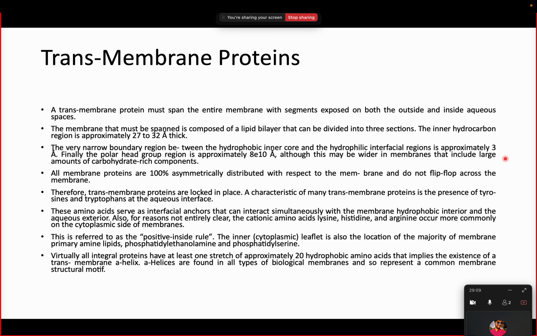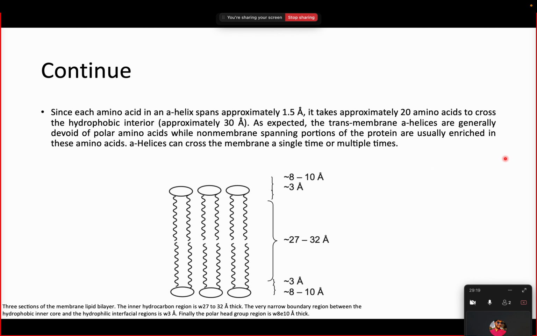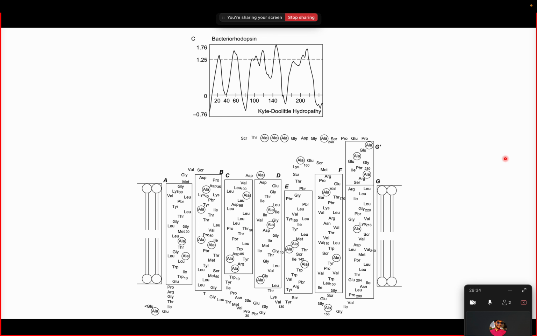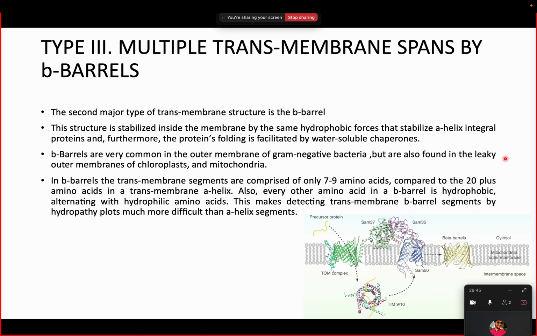Also, for reasons not entirely clear, the cationic amino acids lysine, histidine, and arginine occur more commonly on the cytoplasmic side of the membrane. We somehow have an idea about this point when we talk about the action potential, but this property is only present in the excitable type of cells, not in all cells. Okay, so these are the different types of transmembrane proteins at the end of the day, and this was the hydropathy profile of bacteriorhodopsin, and you can see the sequences also very beautifully coincide with the hydropathy profile.